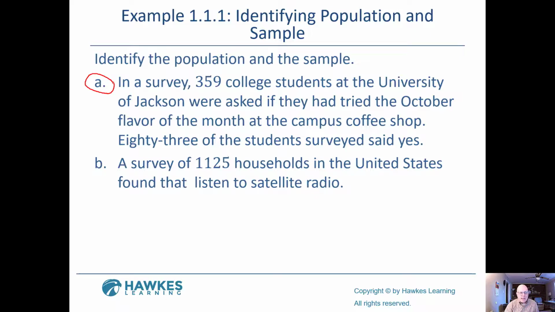When you've got it written down, go down to B and make your best guess or answer for what the population is for what they're talking about in part B. And what is the sample in part B? Okay, hit the pause till you have it written down and then move on.